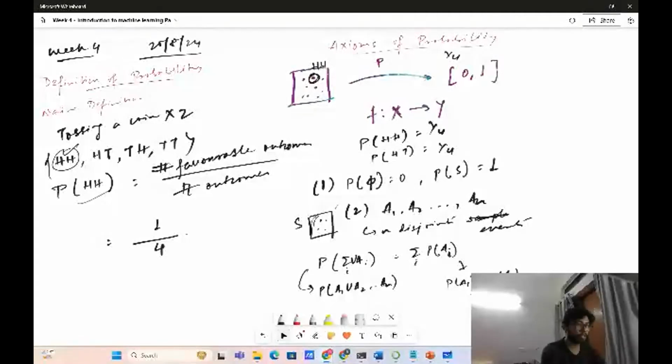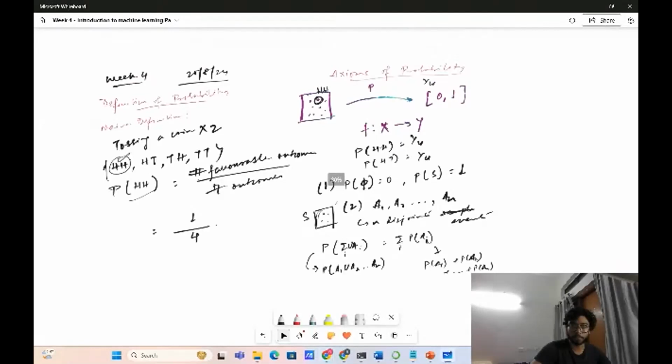Right? I'll explain this axiom one with the help of something called a Venn diagram. Right? Let me just explain it first.